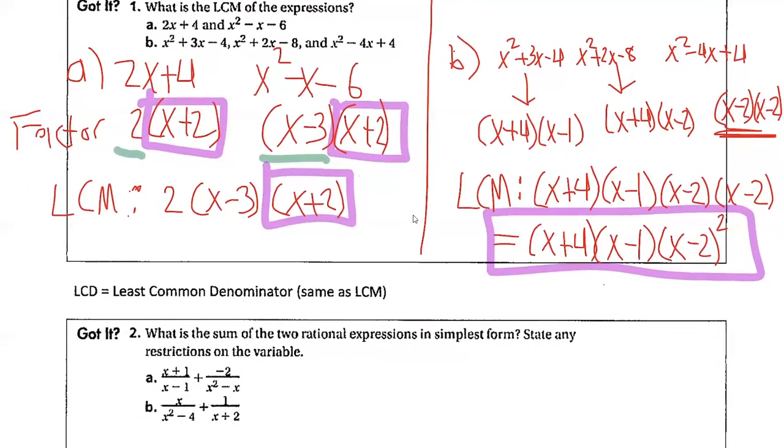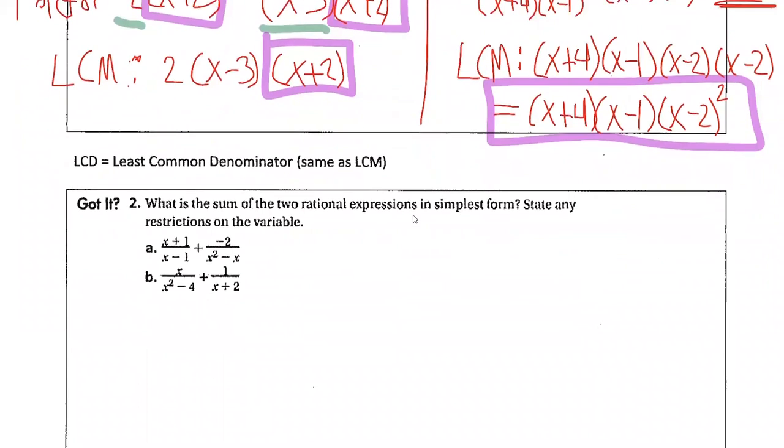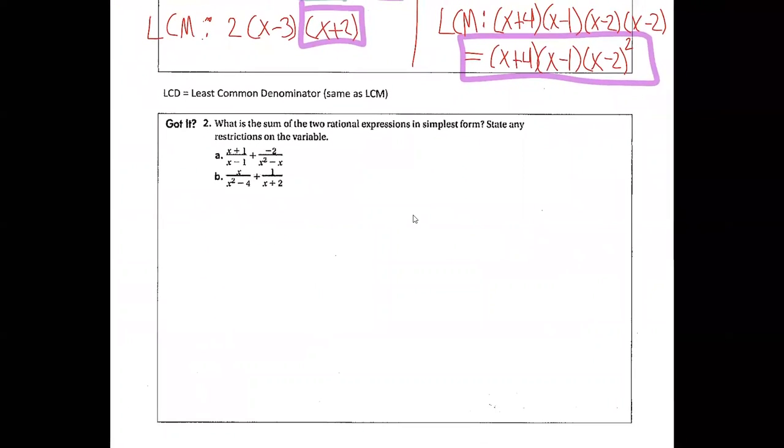Okay, so we're going to look at some problems where we're going to either add or subtract rational expressions. And basically, we're going to have to find a least common denominator, which is basically the same thing as the least common multiple that we saw in this top section. So we've got two problems here. Maybe I'll do the first one, maybe have you try the second one.